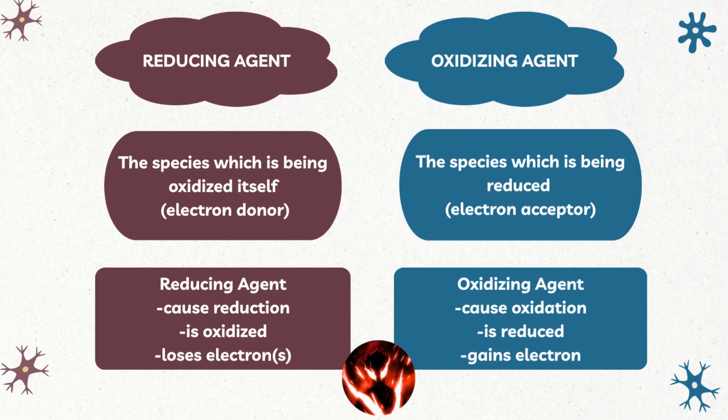Then, I will tell you about the oxidizing agent. The oxidizing agent refers to the species which is being reduced, called an electron acceptor. There are some characteristics of an oxidizing agent: it can cause oxidation, it is reduced, and it gains electrons.